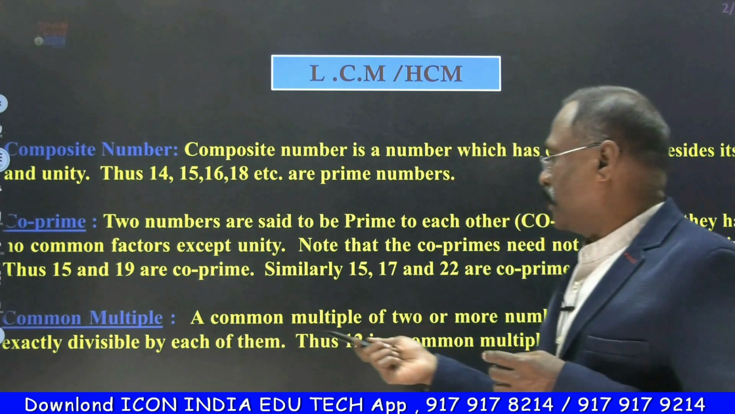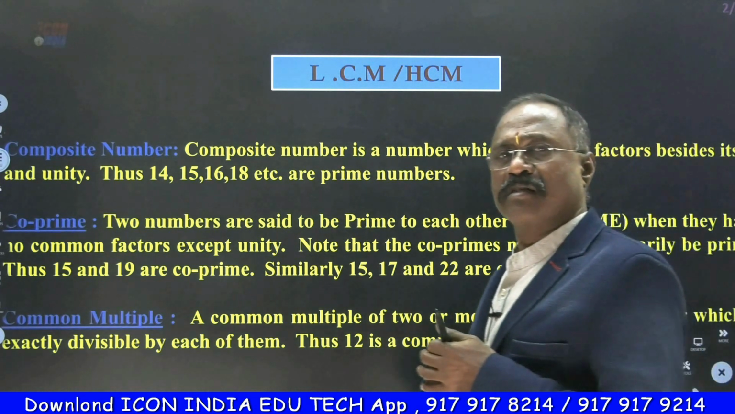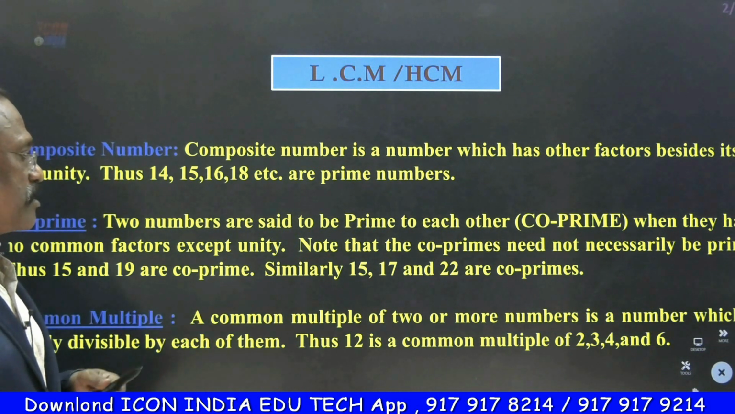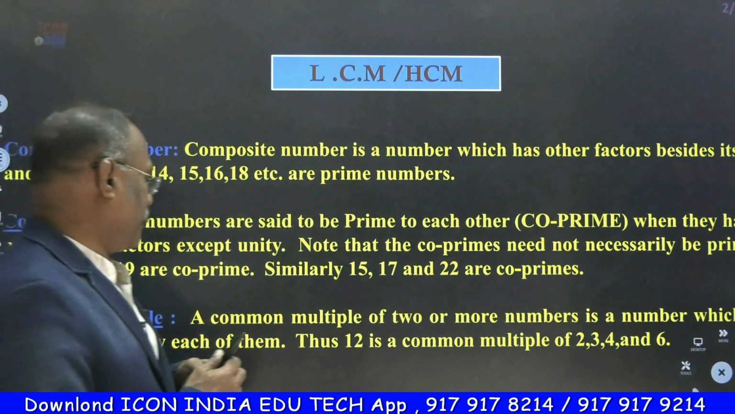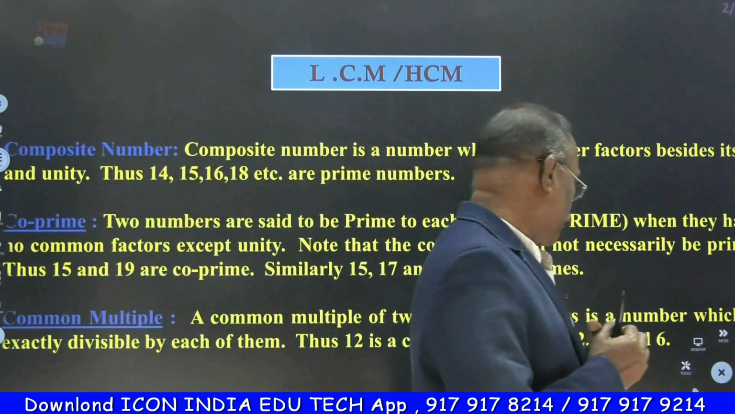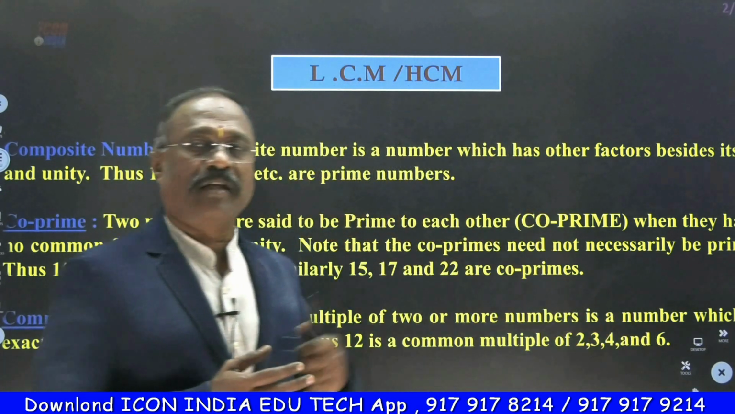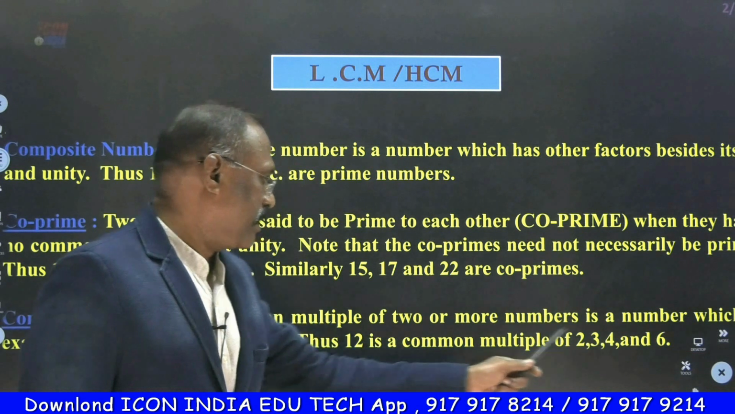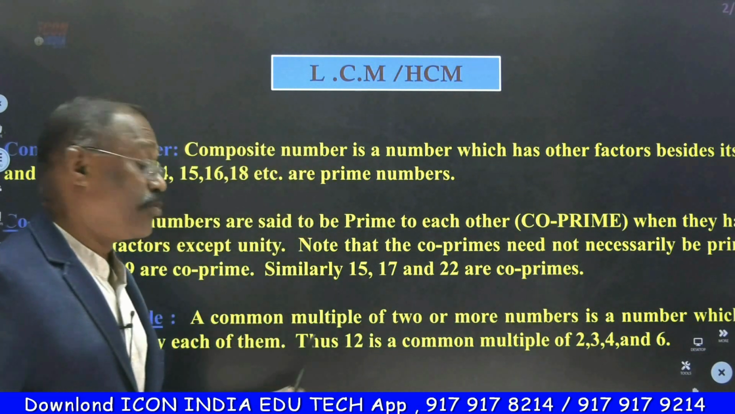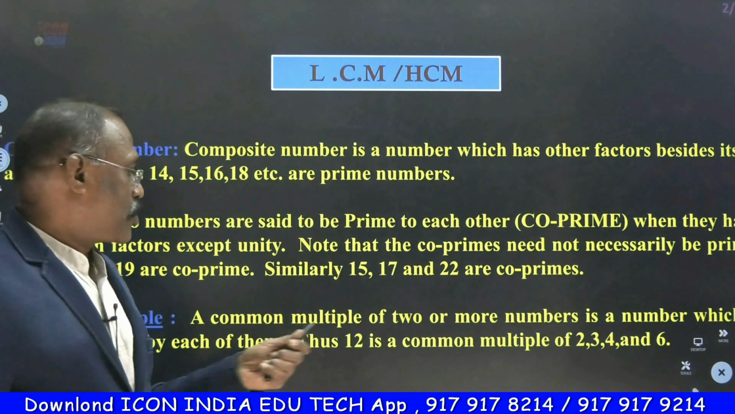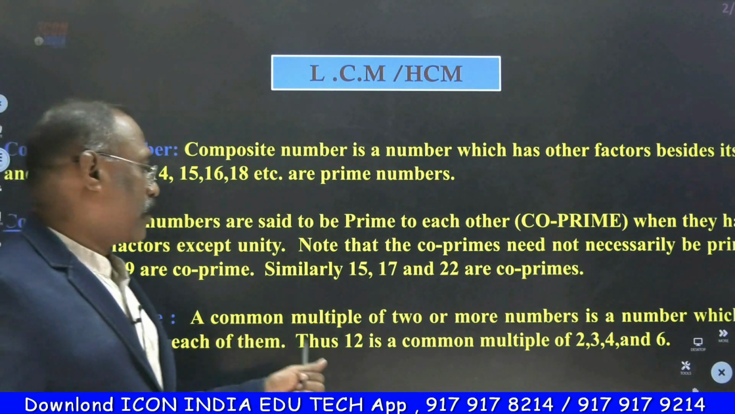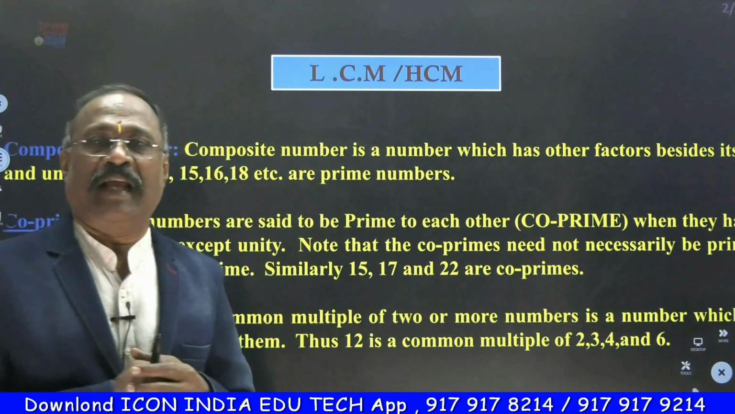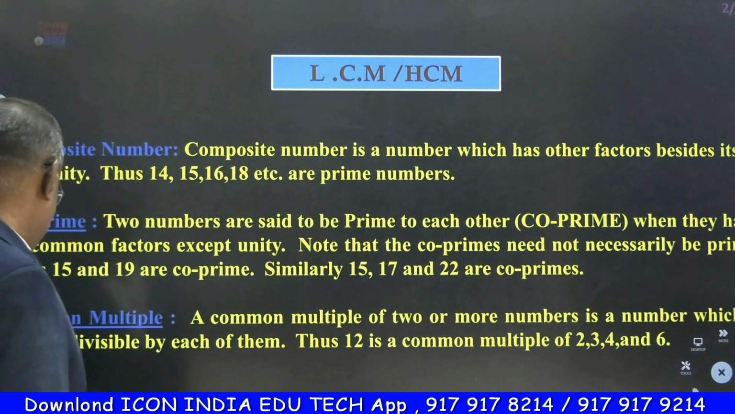Similarly, common multiple, in the name itself you can understand. Common, the multiple should be common. A common multiple of 2 or more numbers is a number which is exactly divisible by each of them. Thus 12 is a common multiple of 2, 3, 4 and 6, because 2 divides 12 exactly, 3 divides 12 exactly, and 4 divides 12 exactly, and even 6 divides 12 exactly. So 12 is a common multiple of 2, 3, 4 and 6. So this is about the common multiple.